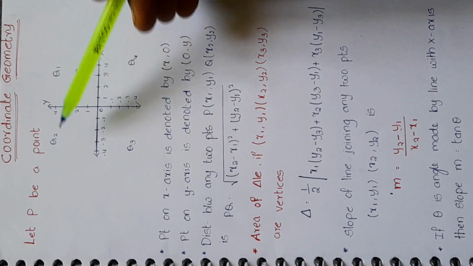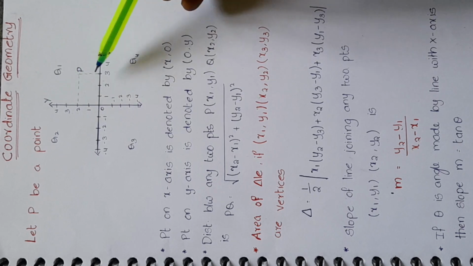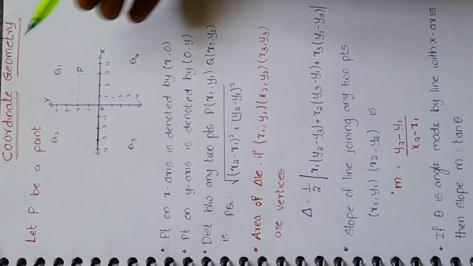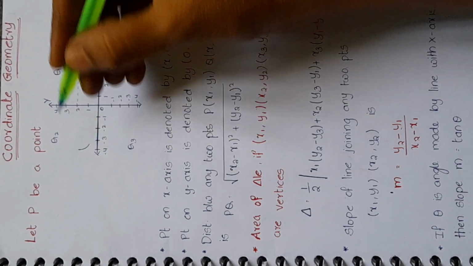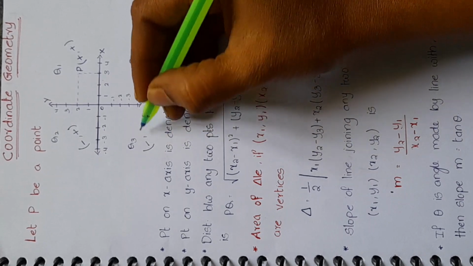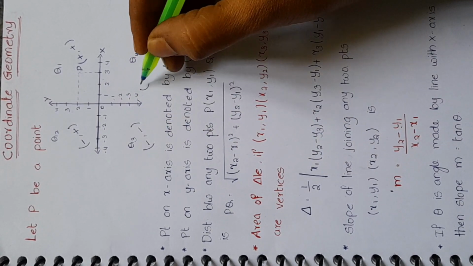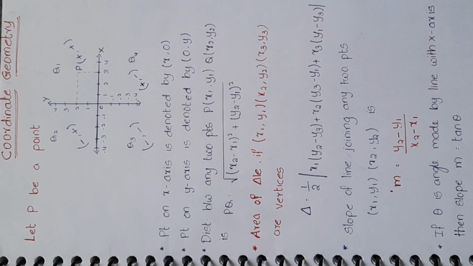This is quadrant 1, quadrant 2, quadrant 3 and quadrant 4. This is x-axis and y-axis. In quadrant 1, both x and y are positive. In quadrant 2, x is negative and y is positive. In quadrant 3, both x and y are negative. And in quadrant 4, y is negative and x is positive.